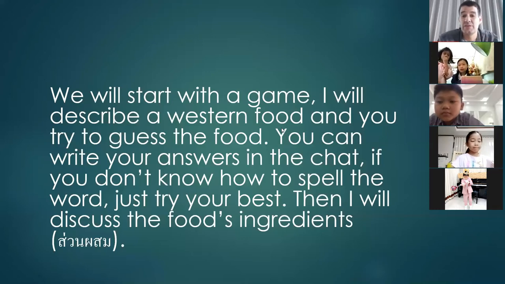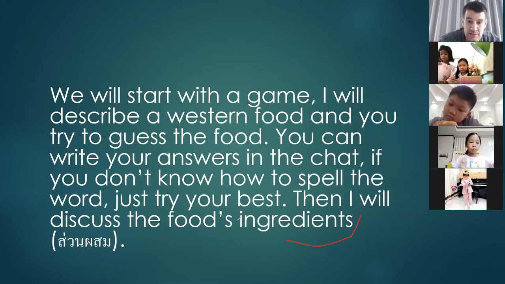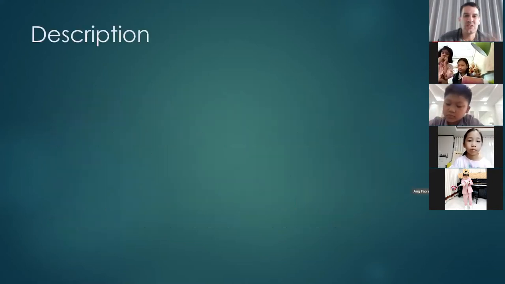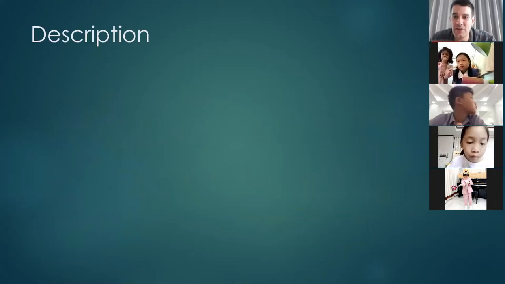After, I will tell you what is in the food, the food's ingredients. If you don't know what ingredients means, I wrote it in Thai. So this is ingredients, and this is what it means in Thai, I think. I hope I am right. Okay, so we all get started with that game. I will tell you about this food, and you write in the chat what food it is.